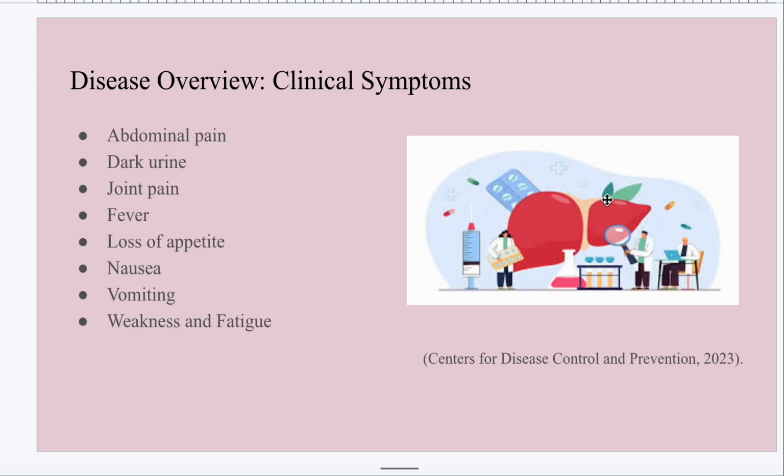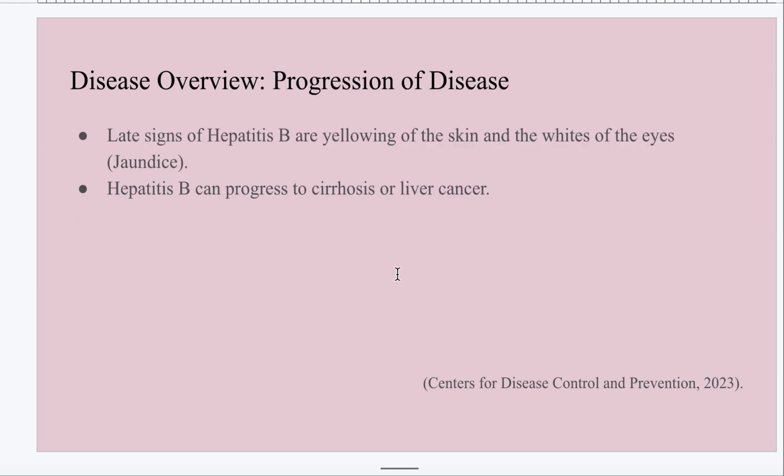Next, we will be talking about the clinical signs and symptoms of the hepatitis B virus. Abdominal pain, dark urine, joint pain, fever, loss of appetite, nausea and vomiting, and weakness and fatigue are some of those clinical manifestations. Regarding the progression of the disease, later signs of hepatitis B are jaundice, so yellowing of the skin and the whites of the eyes can show up, and hepatitis B can progress to cirrhosis or liver cancer.